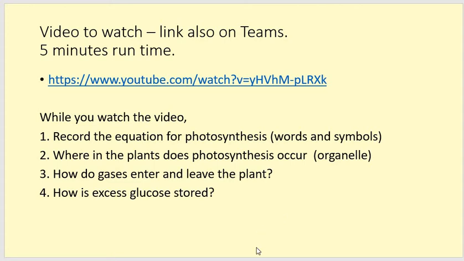Now record the equation for photosynthesis. Remember, this is one of our objectives today, not to record it, but to learn it. You need to learn the word version. You don't need to know the symbols in Year 7, although you can go further and learn them if you're keen. You need to know where photosynthesis occurs. That is an organelle. So not where in the plant, where within a cell does it occur. How do gases enter and leave the plant? And how is excess glucose stored?